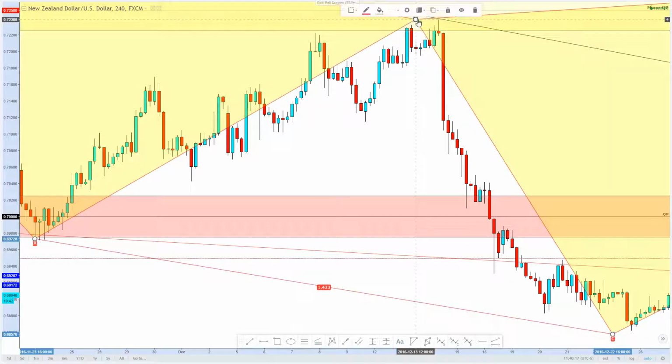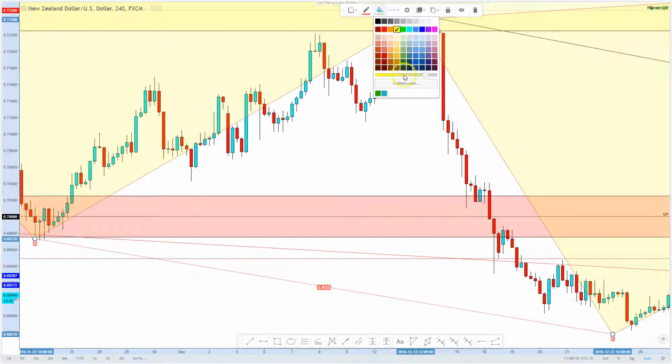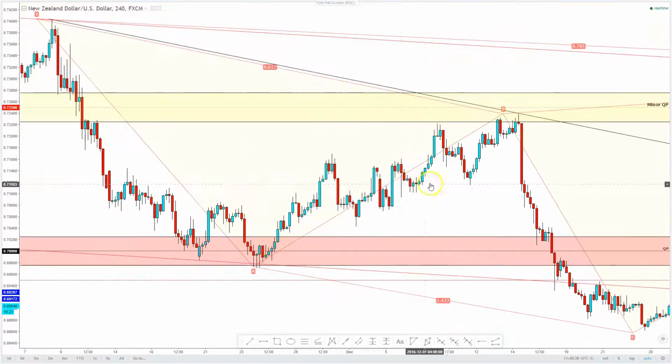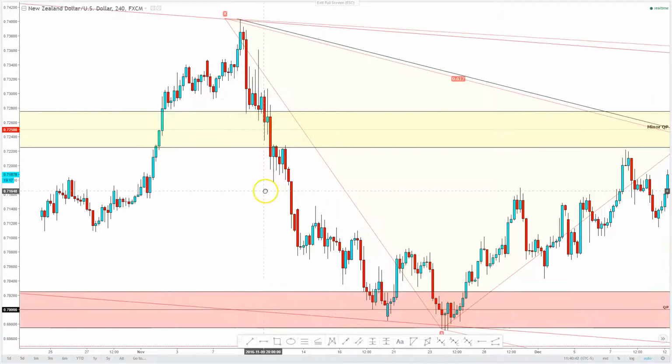Let me make this a little bit more transparent so you can see the zone. Okay, so you see how it came up again, tested that quarter point zone, and then look, you get that double top. There's that doji. All right, spike above, close below, entry. Okay, simple, and especially off those quarter points, it's beautiful. You can get those trades real nice.